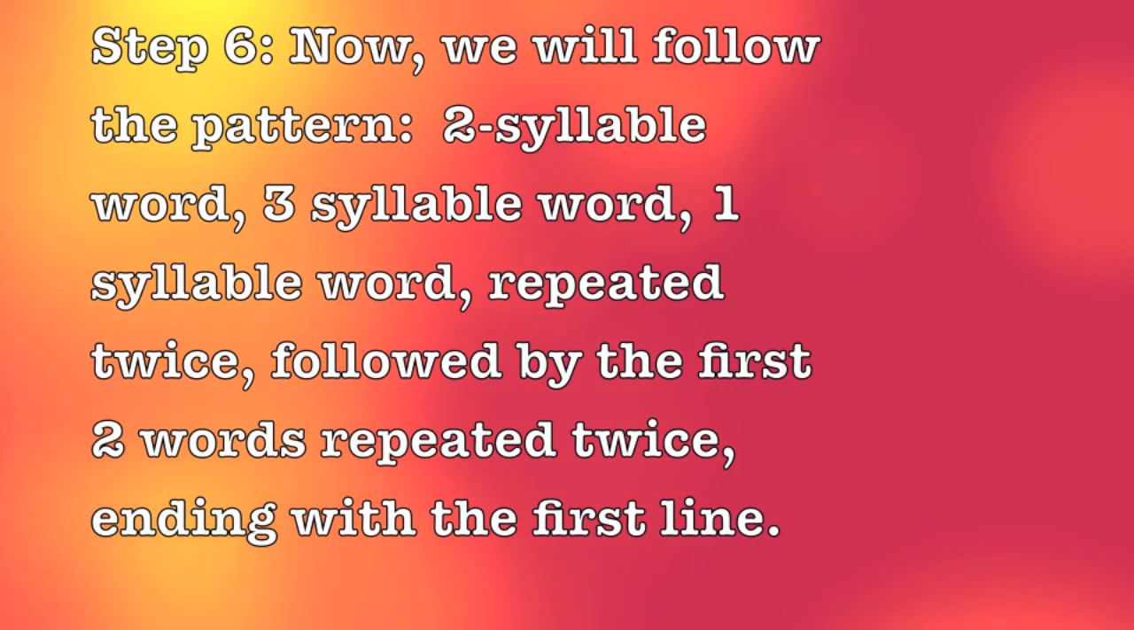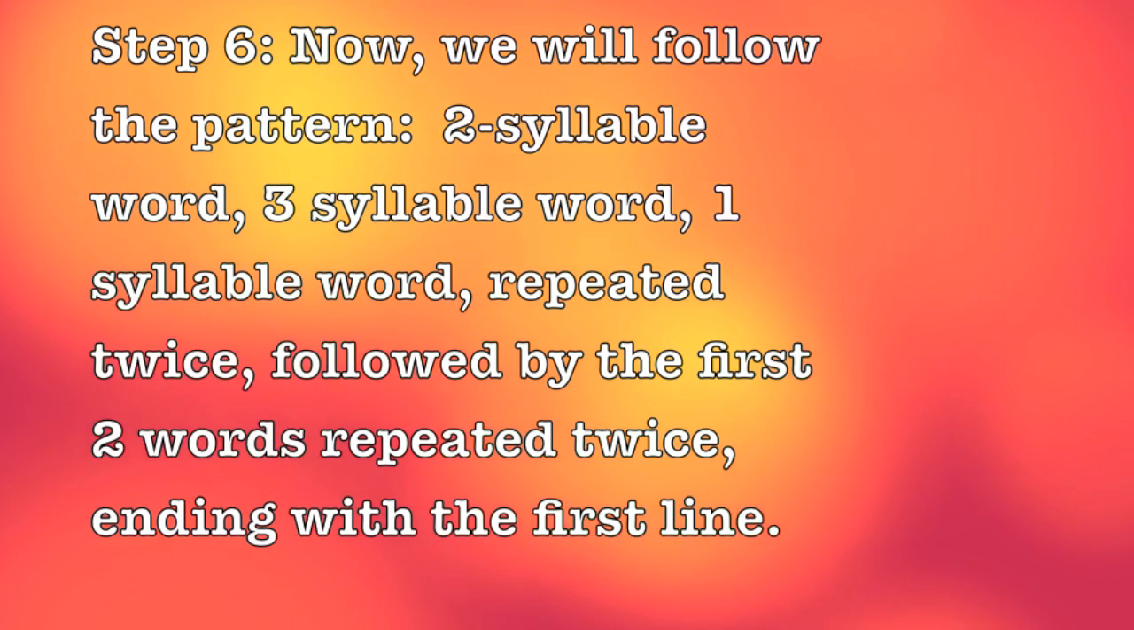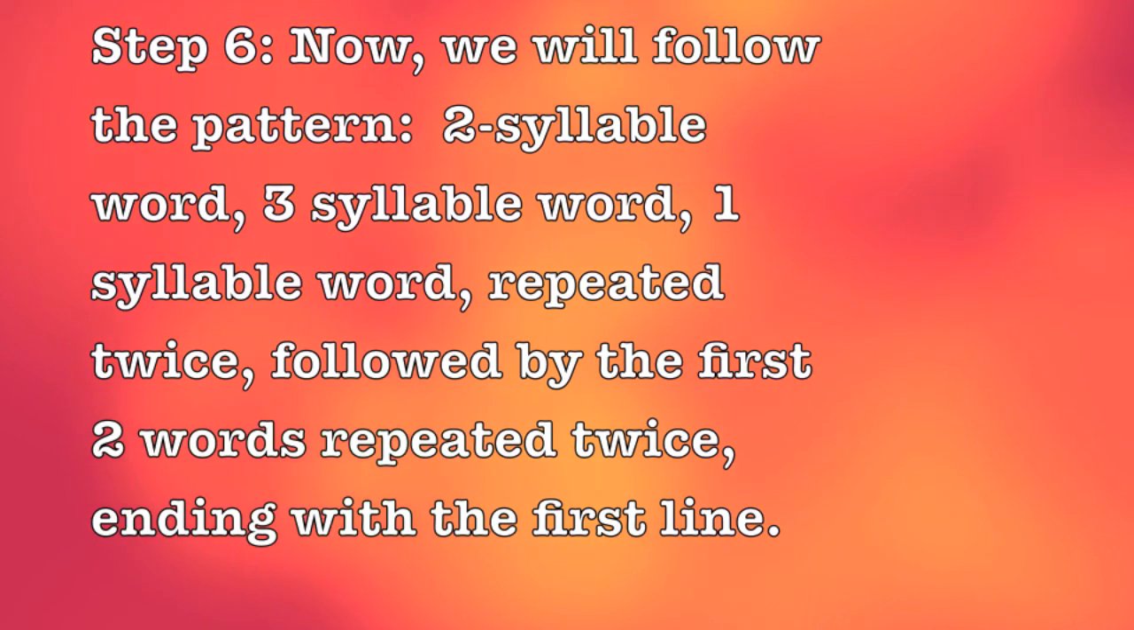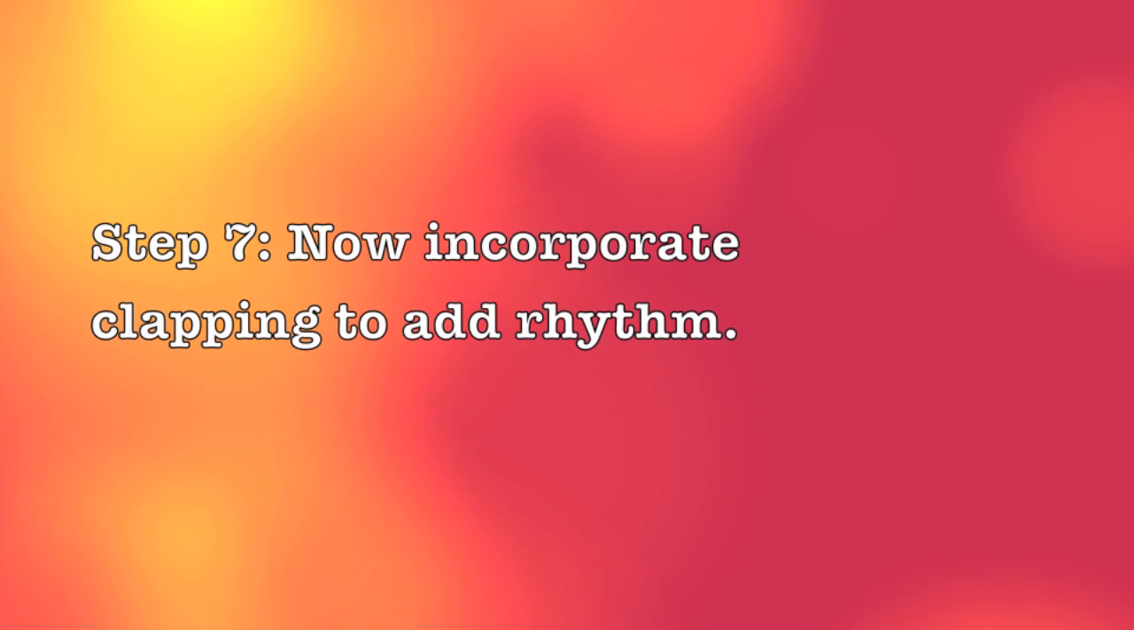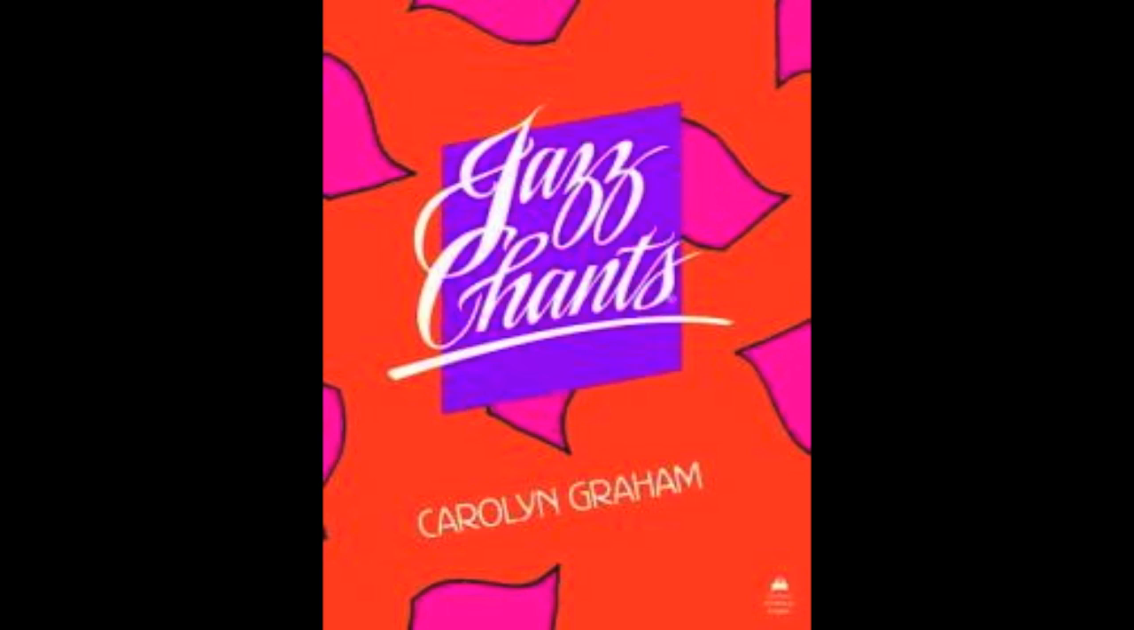Step 6. Now we will follow the pattern: 2-syllable word, 3-syllable word, 1-syllable word, repeated twice, followed by the first 2 words, repeated twice, ending with the first line. Step 7. Now incorporate clapping to add rhythm. By sticking to this pattern or writing more complex jazz chants using a musical rhythm, the possibilities are endless.